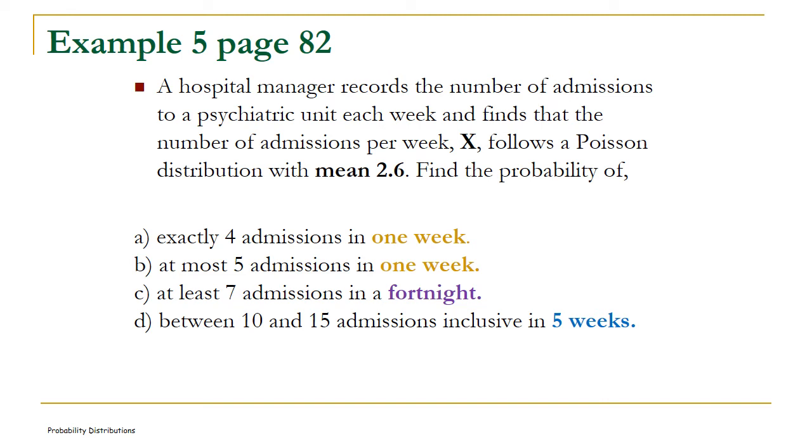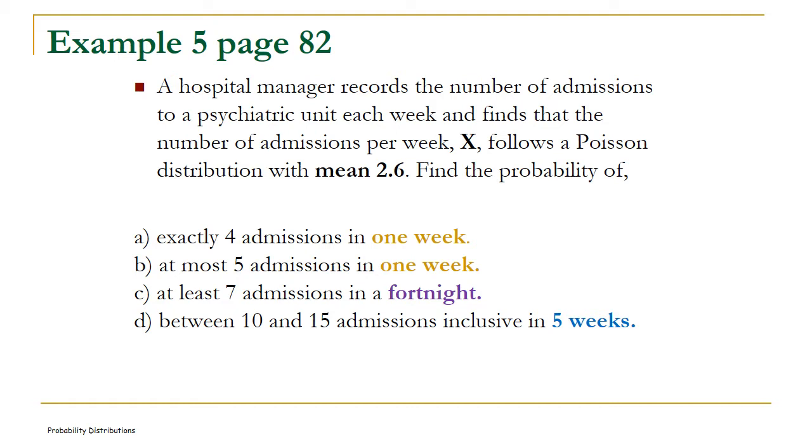I will be solving example number 5 on page 82. This is a Poisson distribution question. In this question, the main variable of interest is the number of admissions happening per week, and we call it variable x. The mean rate for variable x is given to us, which is 2.6. The question is asking us to work out 4 different kinds of probabilities, and we will solve it step by step.